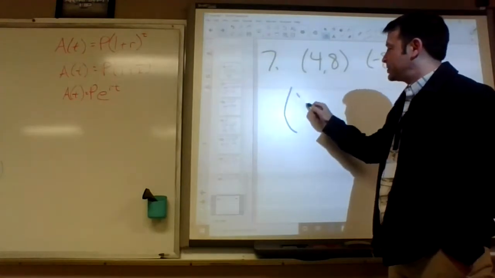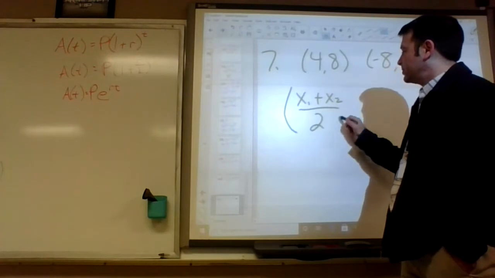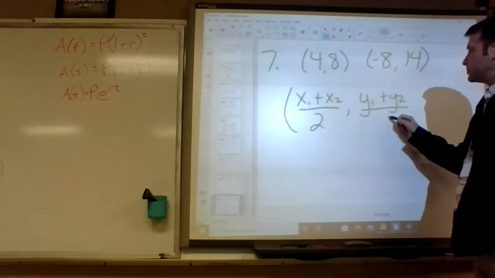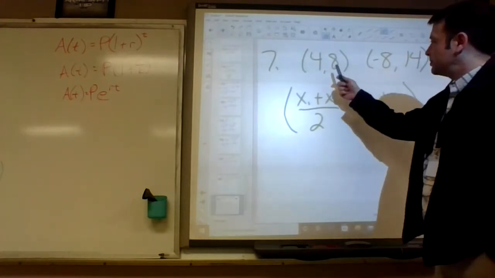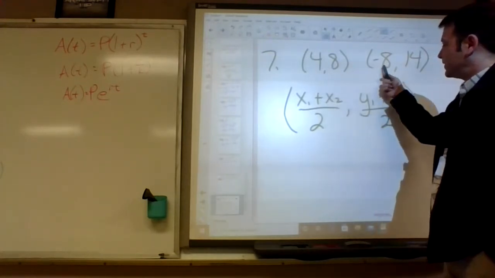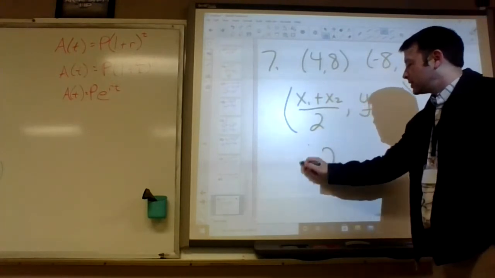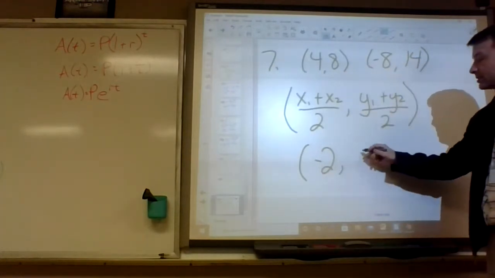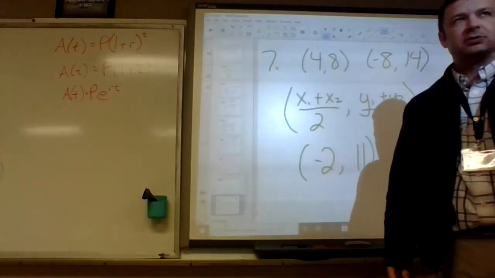The midpoint formula is basically just the average of the x values for the x value and the average of the y values for the y value. That will give us the center. So 4 plus negative 8 divided by 2 is negative 2 for the x coordinate. And then 8 plus 14, 22 divided by 2, is 11. So that's the center of the circle.